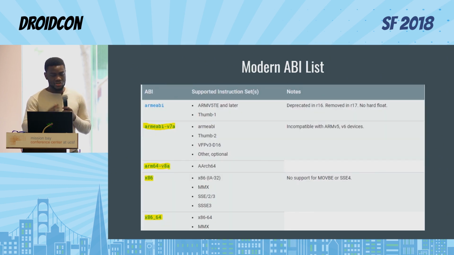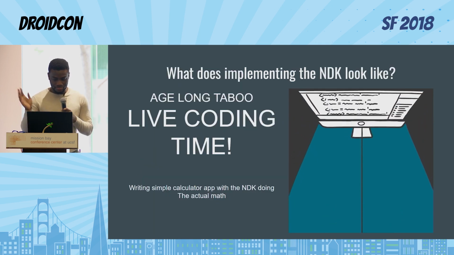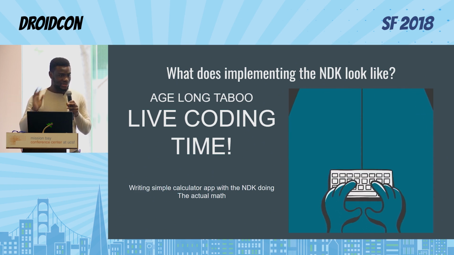So here's a modern ABI list. Most phones currently have an ARM64 v8. That's all the Snapdragons. It's a 64-bit processor. Although I don't know any personally, there are some Intel Android devices out in the market. I don't know much about them, so you can decide if you want to support that platform. But for instance, if you want to run your application on an emulator, it needs to support x86. So let's actually look at some code.